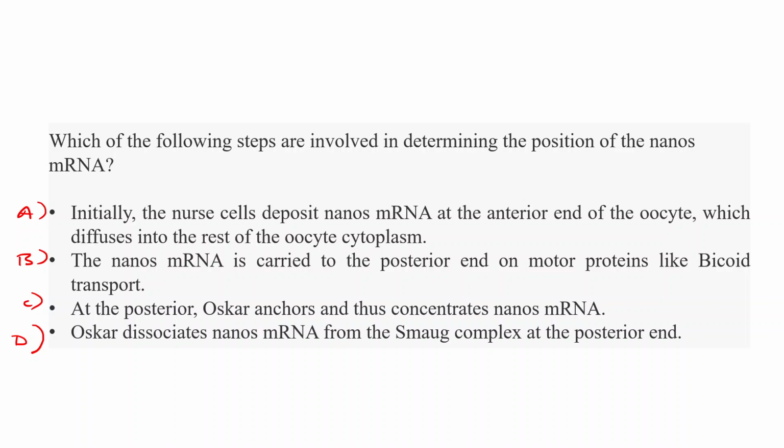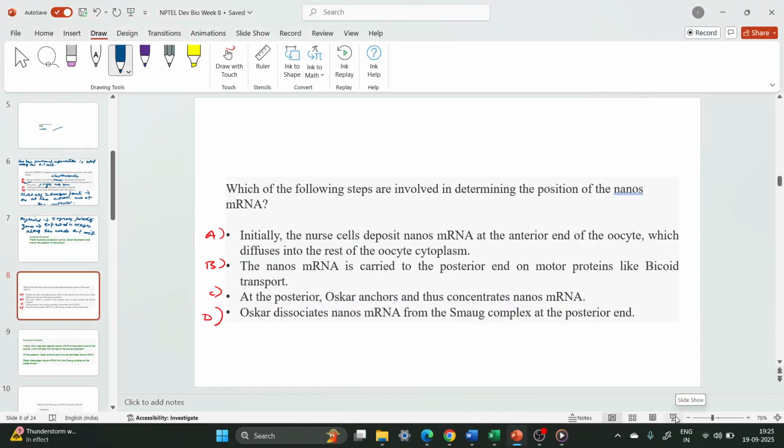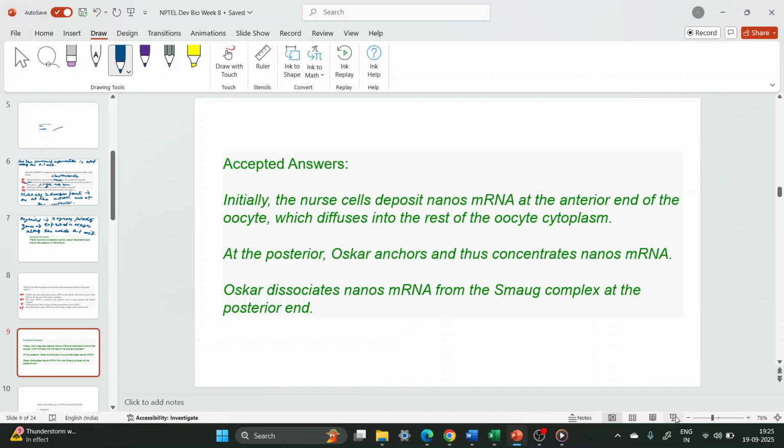Okay. Let us discuss this question now. The question is, which of the following steps are involved in determining the position of the nanos mRNA? Now, let us try to understand the correct answer. These are the accepted answers. First, initially the nurse cells deposit nanos mRNAs at the anterior end of the oocyte, which diffuses into the rest of the oocyte cytoplasm. Second, at the posterior, Oskar anchors and thus concentrates nanos mRNA. And third, Oskar dissociates nanos mRNA from the Smaug complex at the posterior end.